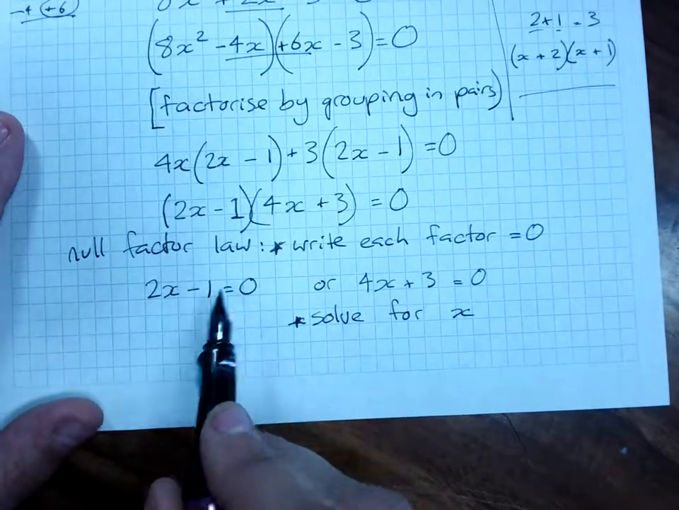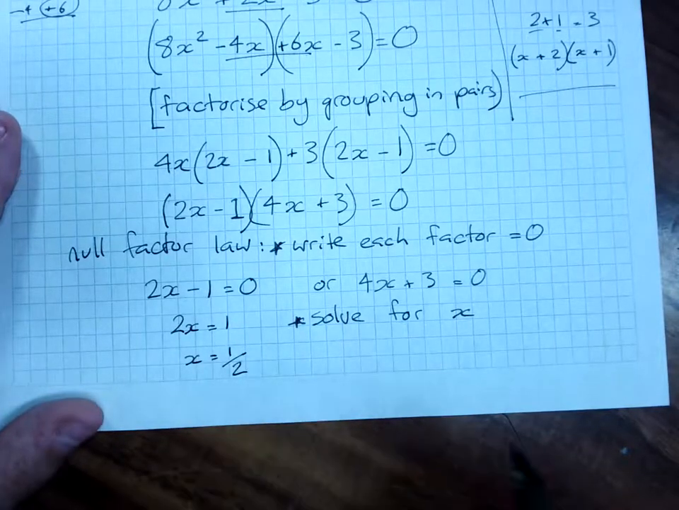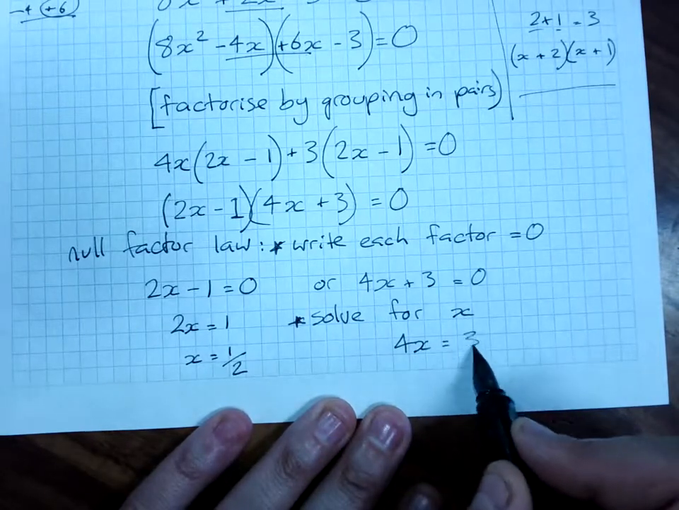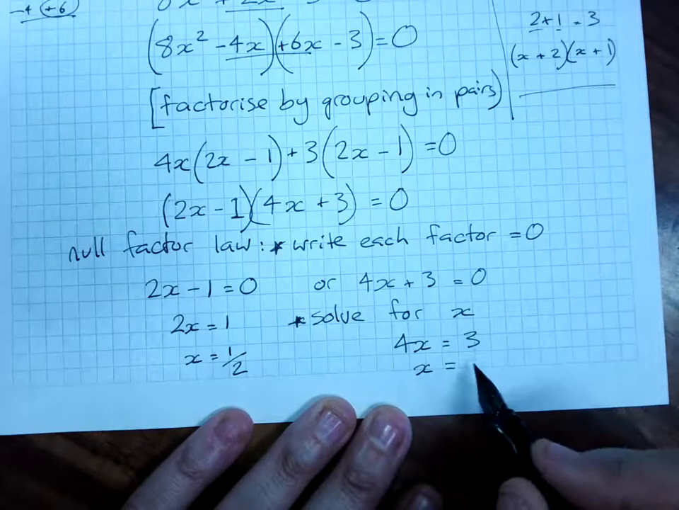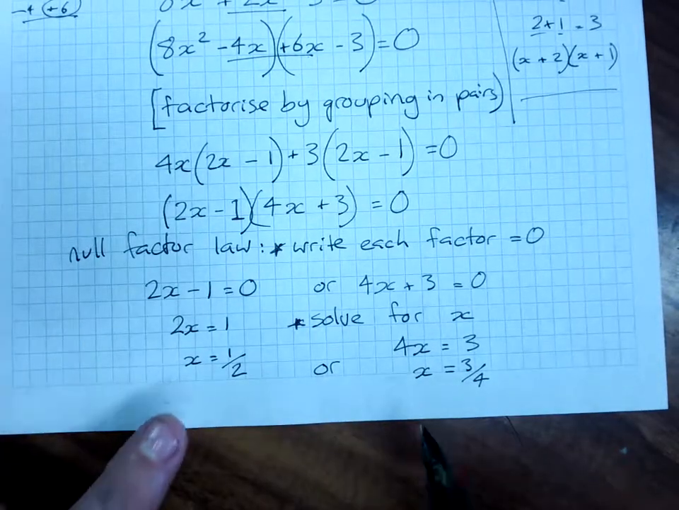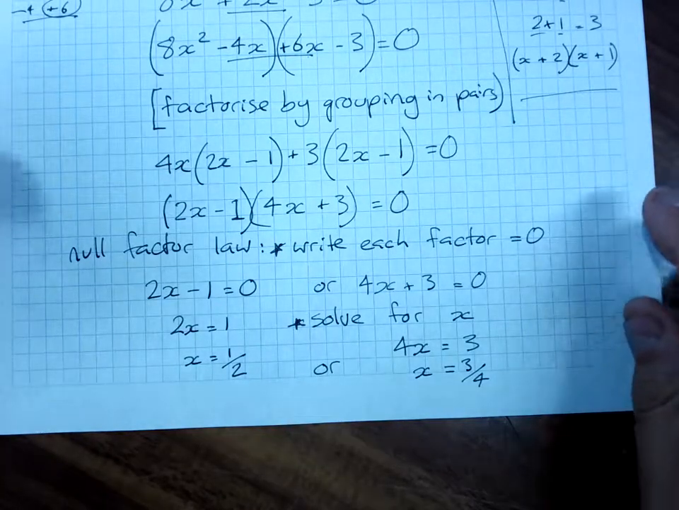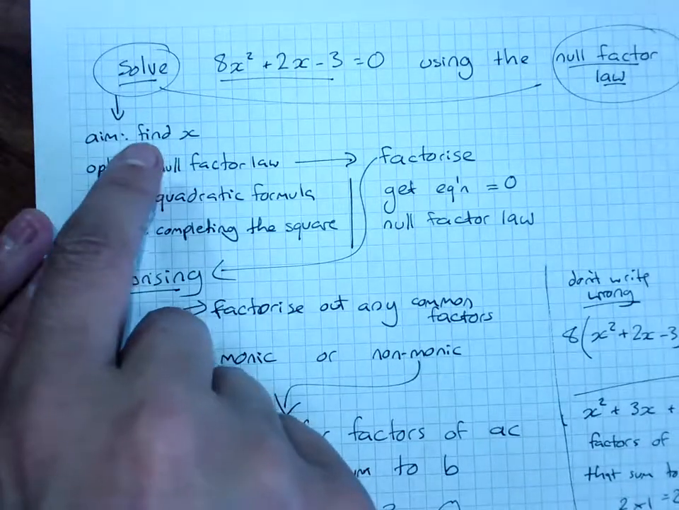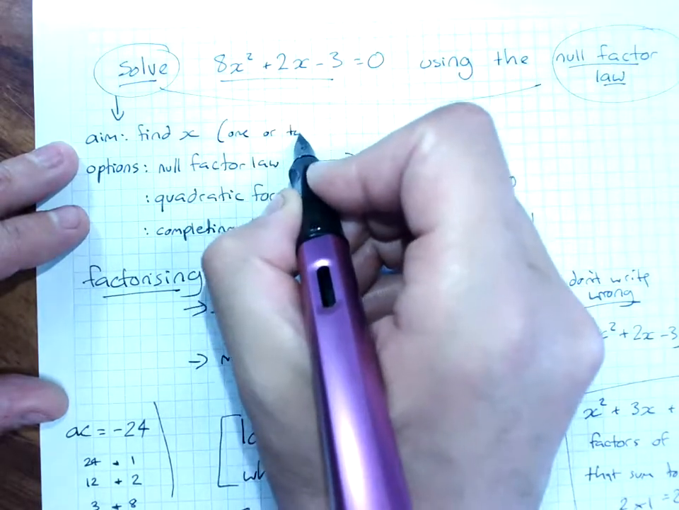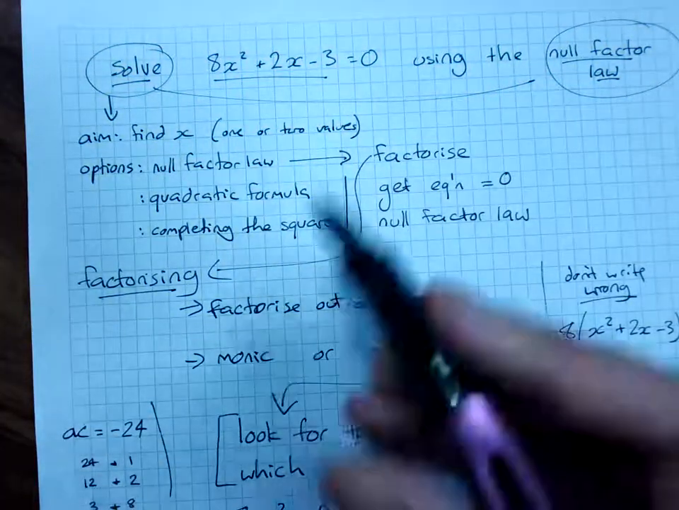Solving this one, add 1 to each side, 2x equals 1, x equals 1 divided by 2, which is a half. Here, subtract 3 from both sides, 4x equals 3, x equals, divide both sides by 4, 3/4. You have solved. You have found two possible values of x. That was our aim, to find x. And we're going to say 1 or 2 values. Sometimes you can solve and there will be no solution.